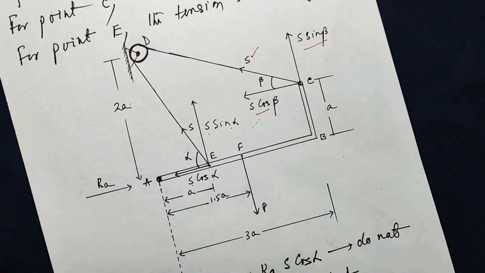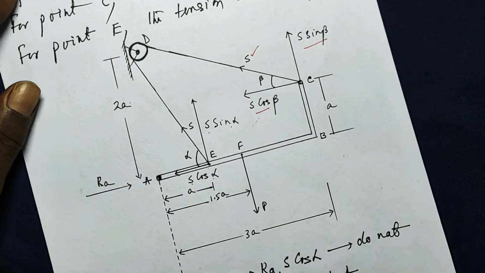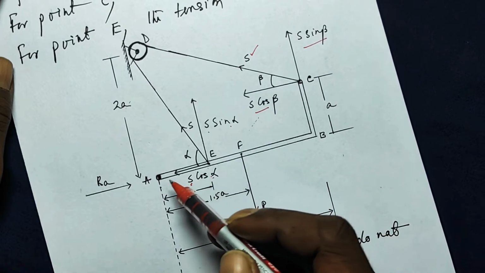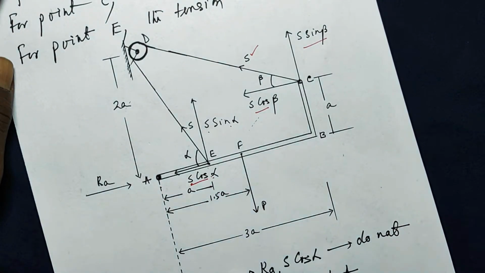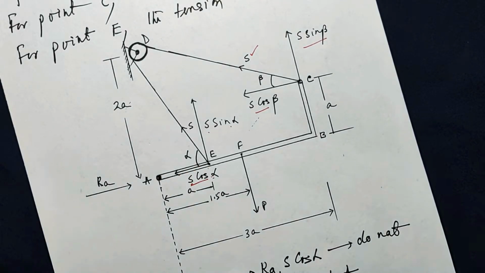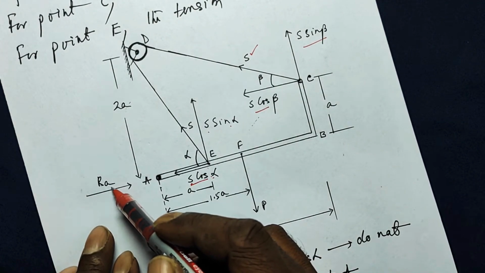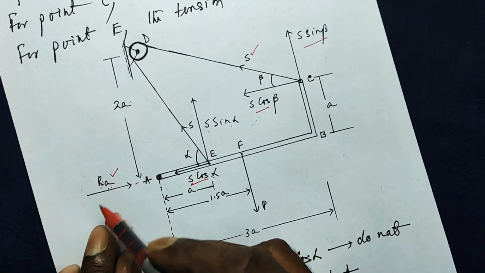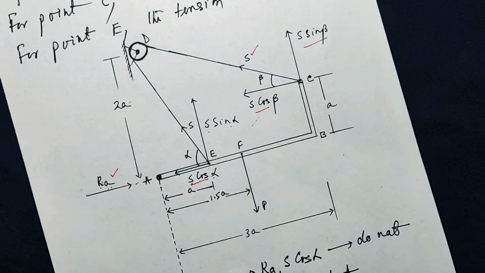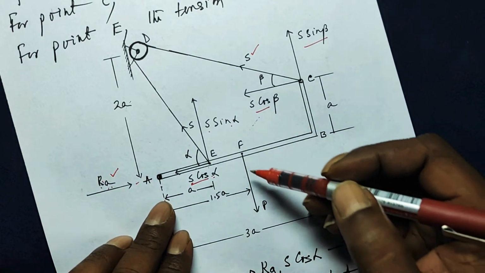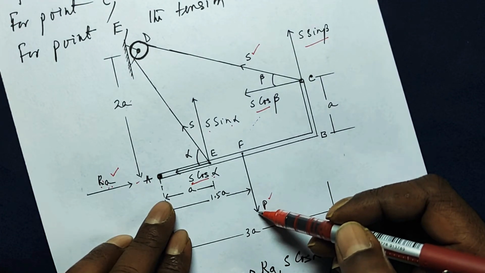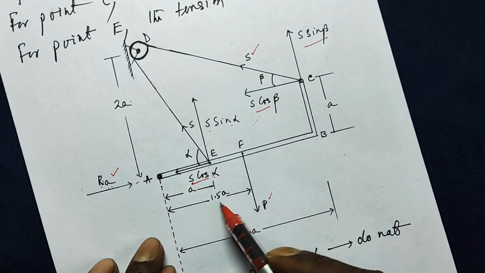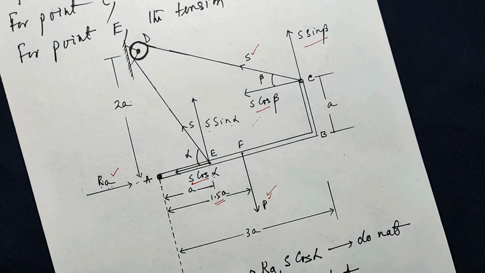Now the question is which forces will produce turning effects. If you look at S cos alpha, the line of action of S cos alpha is passing through the point A, so it does not have a perpendicular distance from point A. So S cos alpha does not produce any turning effect. Similarly, the line of action of RA is passing through the same point, so RA will also not produce a turning effect. P will produce a turning effect. The line of action of P from point A has a perpendicular distance 1.5A, so this will have a turning effect, and that will be clockwise.